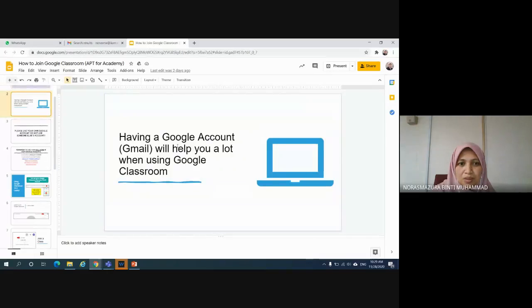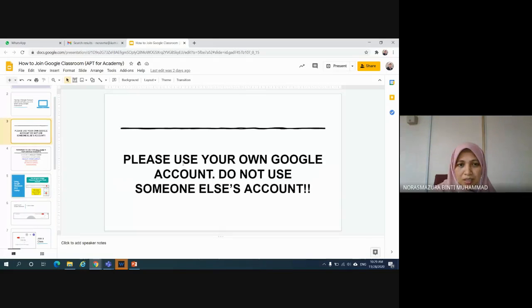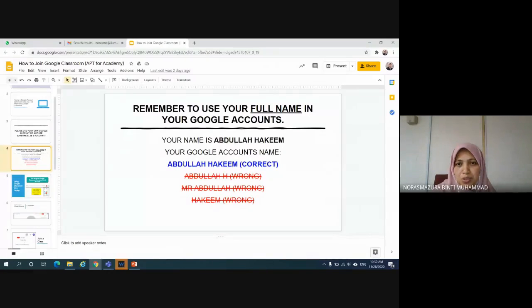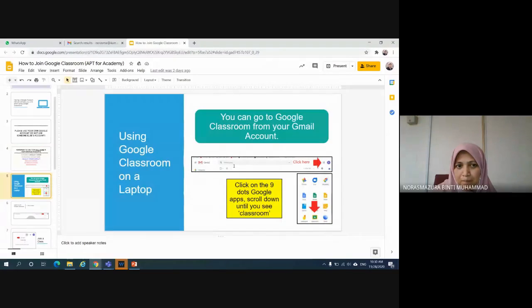Okay, so you must have a Google account because it will help you a lot when you're using Google Classroom. Okay, please use your own Google account, do not use someone else's account. Okay, remember to use your full name in your Google account. For example, your name is Abdul Hakim, so your Google account is Abdul Hakim. Okay, this is the steps how to join the Google Classroom.